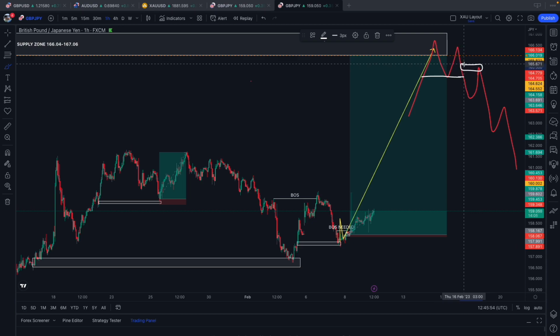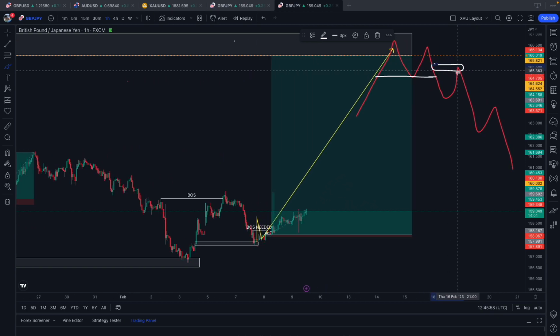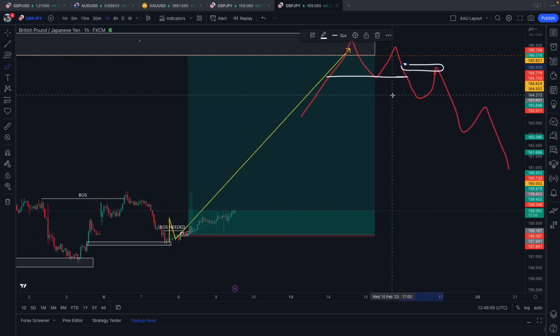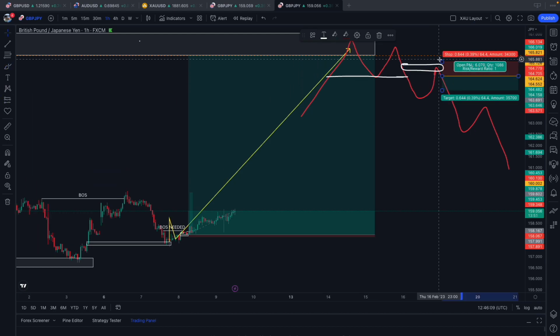So I'll find a supply zone like this. Price will tap in. Price will then deliver us with another fractal break of structure within this supply zone here, and then that is when I'll look to get involved. So then, just as an example, my position would be something like this.